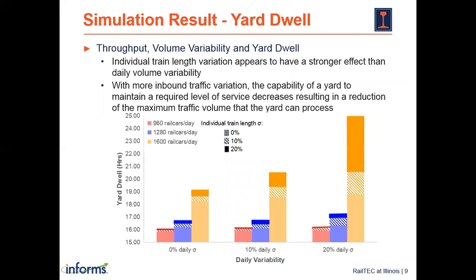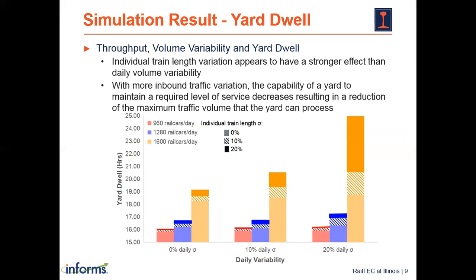We implement the experiments with various throughput and volume variability. The simulation result in terms of average yard dwell time is shown here. The horizontal axis indicates different daily volume variation, while the patterns indicate the individual length variation level. The colors represent throughput from 960 cars per day to 1,600 cars per day.